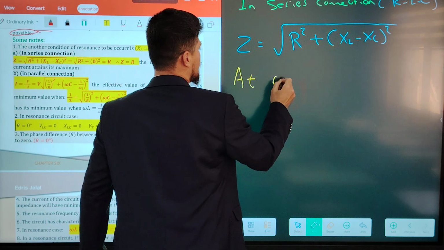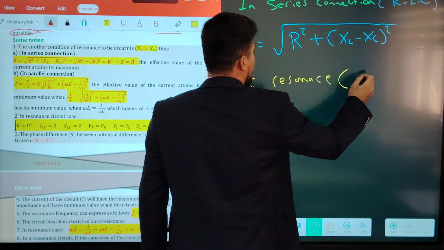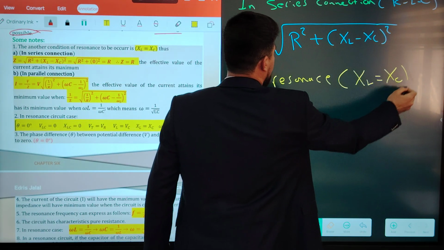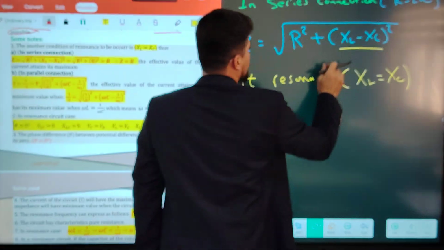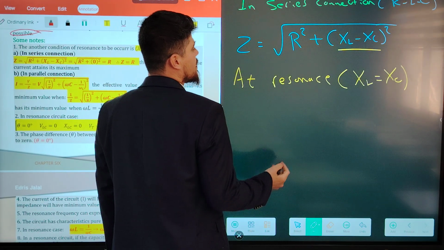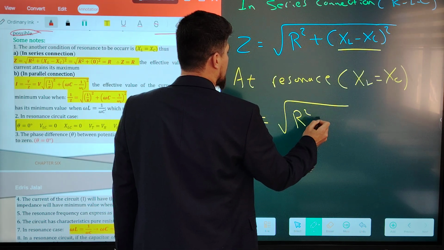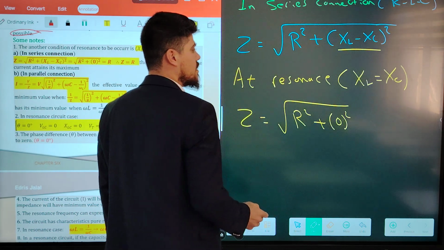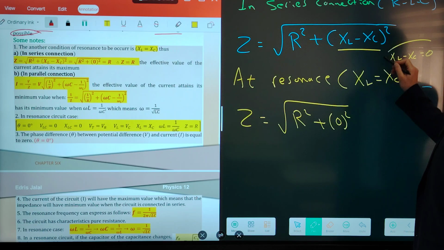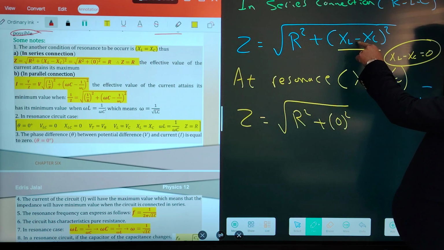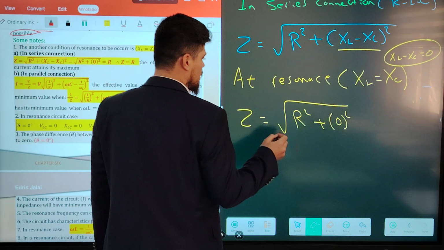At resonance, XL is equal to XC. They have the same magnitude. When XL is equal to XC, the result of this bracket becomes 0. Z is equal to what? Square root of R squared plus 0 squared. When XL is equal to XC, XL minus XC is equal to what? 0. Like for example, 25 ohm minus 25 ohm, 0. Okay? 0 squared is 0, and the radical cancels.